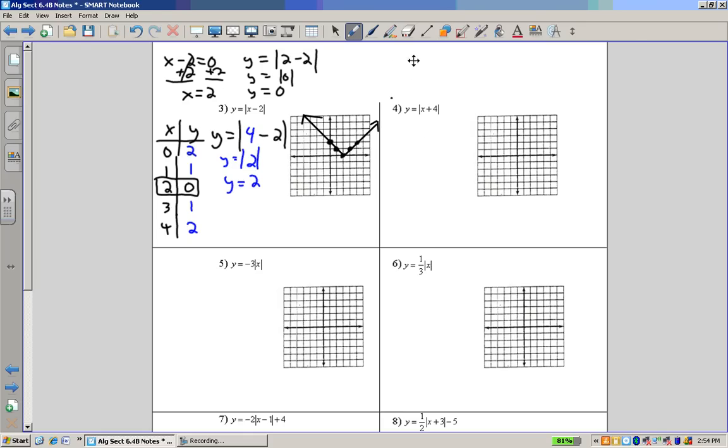All right, let's see how you did. Go ahead and take x plus 4, set it equal to 0 to find the left-hand part of your vertex, the x-coordinate. We're going to subtract 4 from both sides. X equals negative 4. And now we're going to plug that in. Y equals the absolute value of negative 4 plus 4, plugging that in for x. Negative 4 plus 4 is 0. Y equals 0. So I know that my xy table should have negative 4, 0 as the vertex.